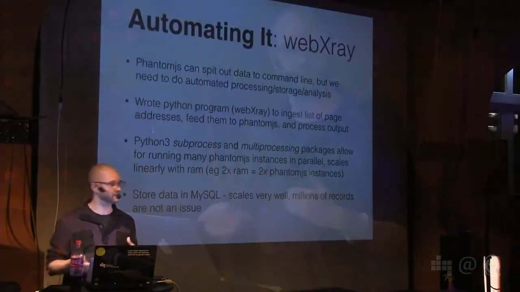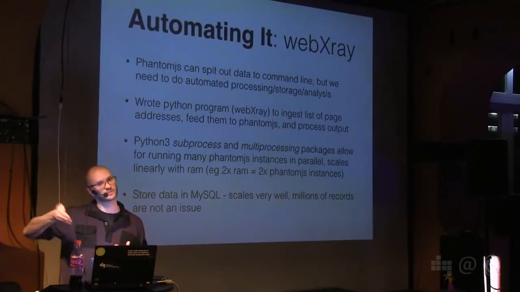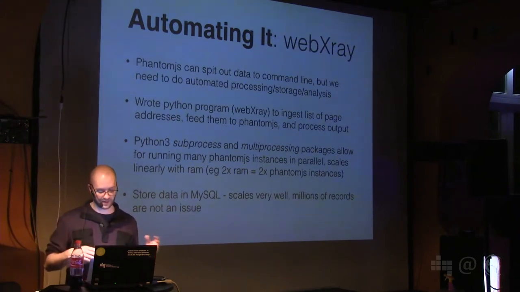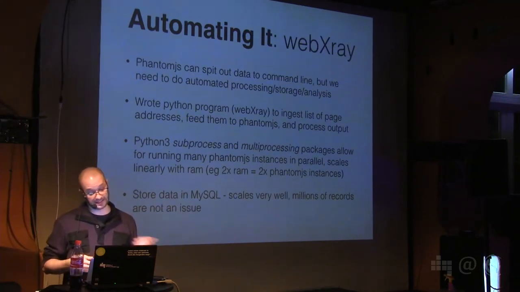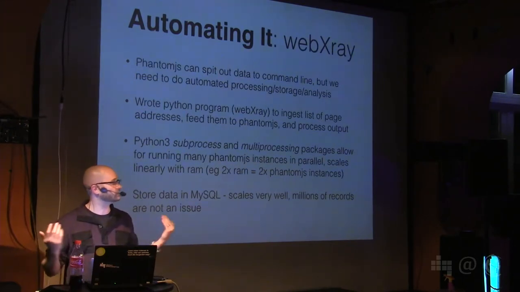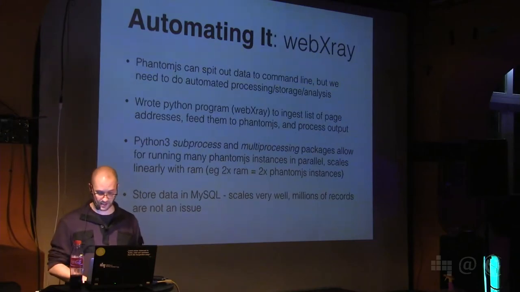For the Python hackers in the room, I use subprocess and multiprocessing, which are both really, really useful for this. And the nice thing about that in terms of scaling with multiprocessing and PhantomJS is that basically if you double the RAM, you double the instances of PhantomJS you can run. We'll talk more about how that's cost effective later. And the last thing is I use MySQL as the database backend because it does not complain when you're throwing a million records at it.